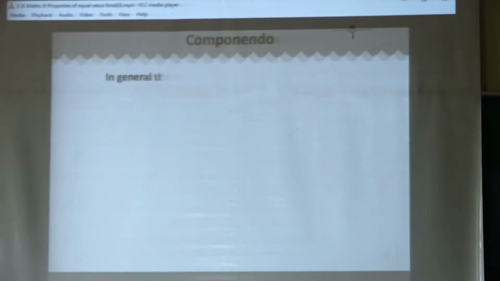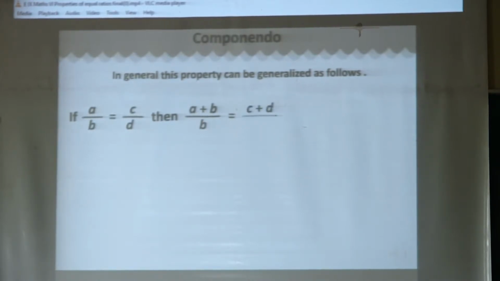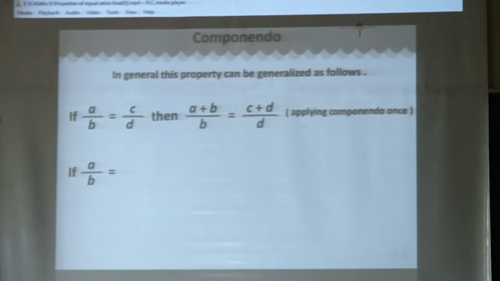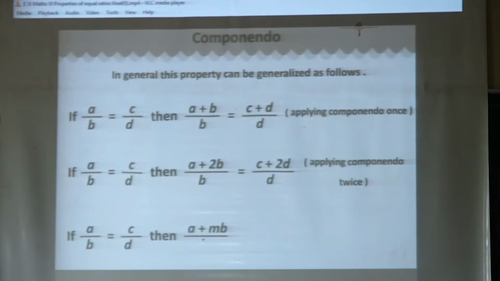In general, this property can be generalized as follows. If A upon B is equal to C upon D, then A plus B upon B is equal to C plus D upon D, applying componendo once. If A upon B is equal to C upon D, then A plus 2B upon B is equal to C plus 2D upon D, by applying componendo twice. Then A plus MB upon B is equal to C plus MD upon D, by applying componendo M times.